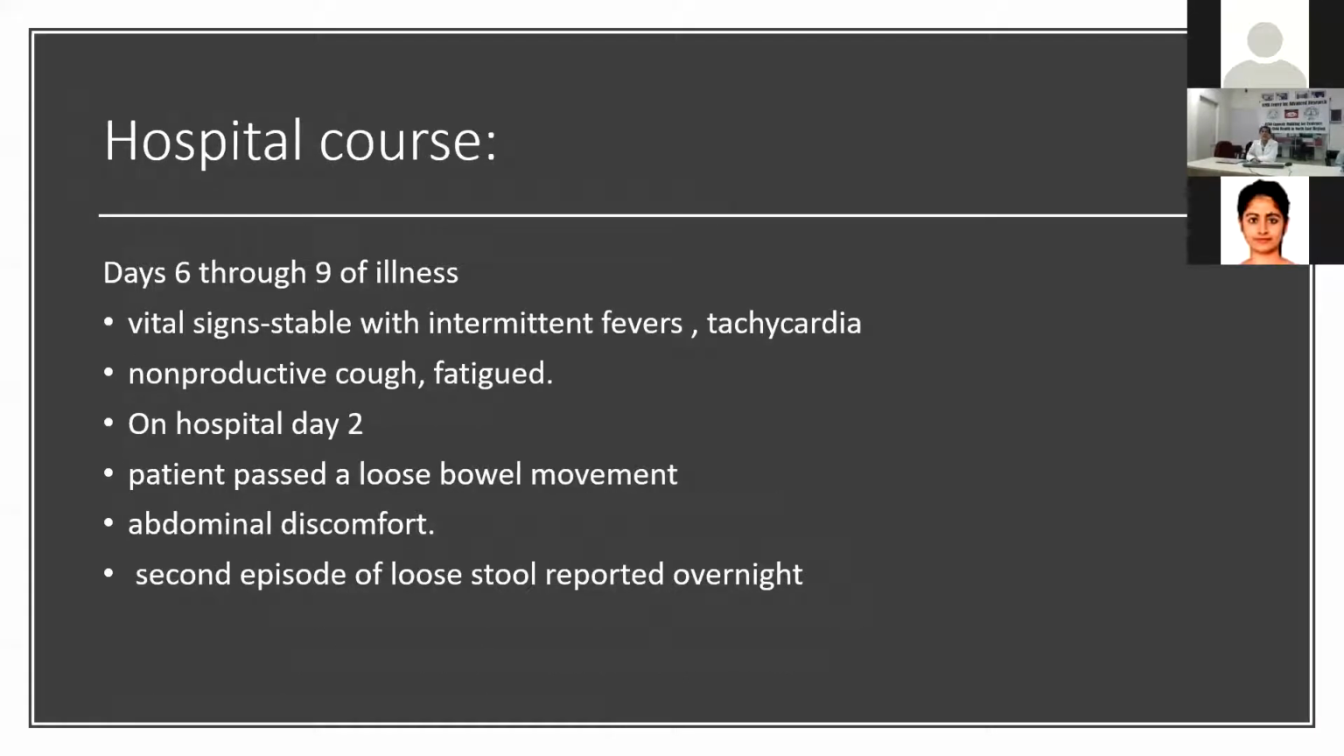Then on days 6 through 9 of illness, vital signs were stable, but intermittent fevers and tachycardia were present. The patient had a non-productive cough and was constantly fatigued. On hospital day 2, the patient passed a loose bowel movement and there was abdominal discomfort. There was an episode of a second loose stool that was reported overnight.